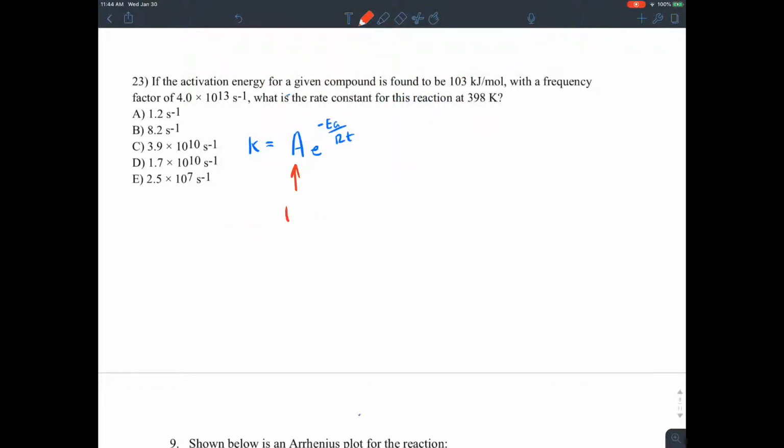So A, we said, was our frequency factor. T was going to be our temperature, that's going to be in Kelvin. R is going to be the thermodynamic constant, that 8.314, that's going to be joule over mole Kelvin. And Ea is going to be our activation energy. Okay, so we have all of our components of this equation, and now we can solve for it.